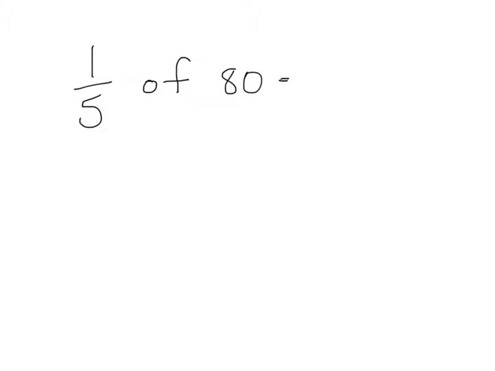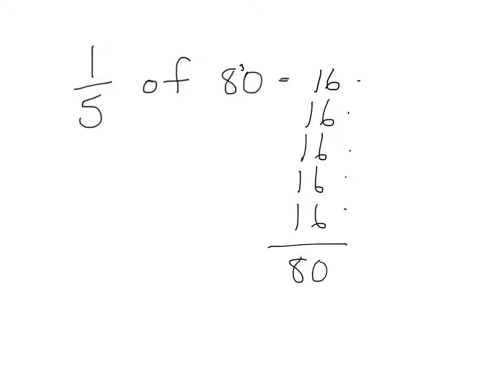80 divided by 5 is: 5 goes into 8 once, you're left with 3. 5 into 30 goes 6. So the answer is 16. So we need 5 parts of 16. Okay? So we have 5 16s. 1, 2, 3, 4, 5. If you add that up, you will get 80.